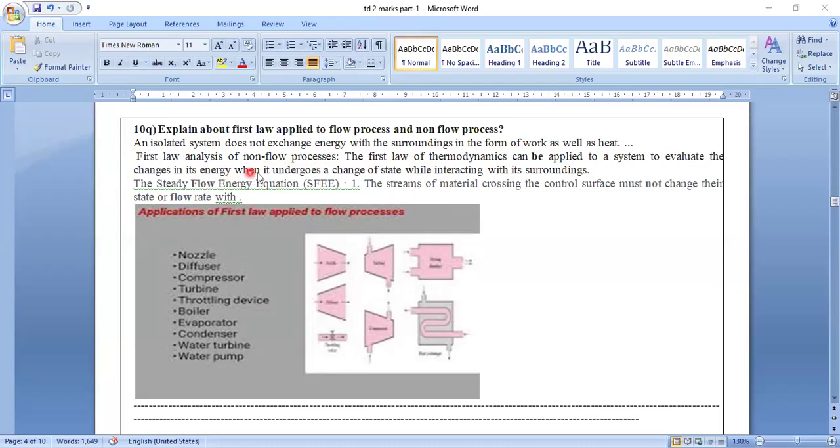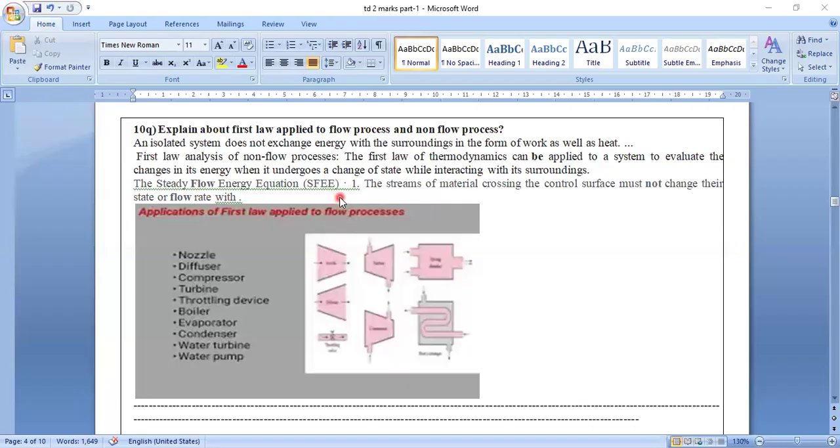The first law analysis of the non-flow process: the first law of thermodynamics can be applied to a system to evaluate the changes in its energy when it undergoes a change of state while interacting with its surroundings. When it is applied to a system, it evaluates a change in the internal energy. There is a compulsory change in the internal energy when it undergoes a change of state while interacting with its surroundings.